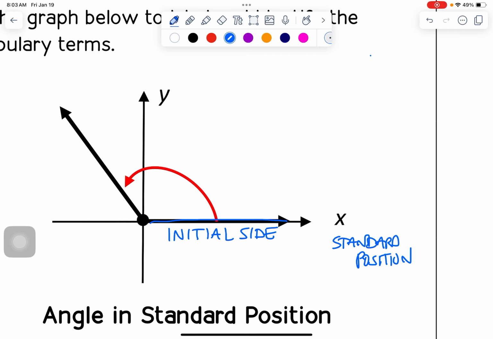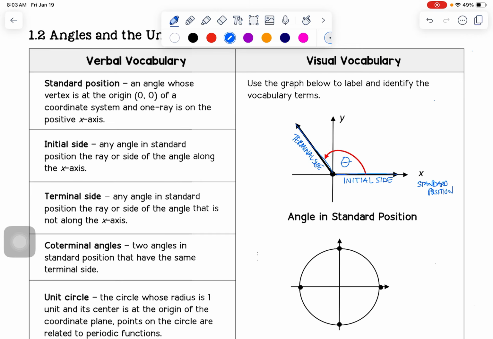The angle we're actually talking about here is theta, and that would be how far the arm, or the terminal side, is swinging in this particular picture. So we would call this the terminal side. Let's remember what terminal means. Terminal means end. That leads us straight to our next definition, which is coterminal angles, which would be two angles that end at the same place or have the same terminal side.